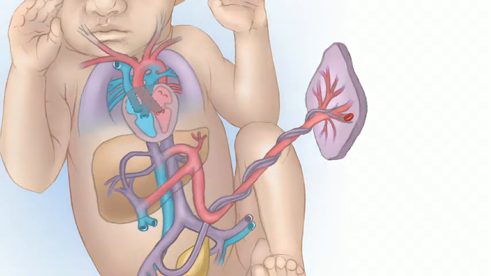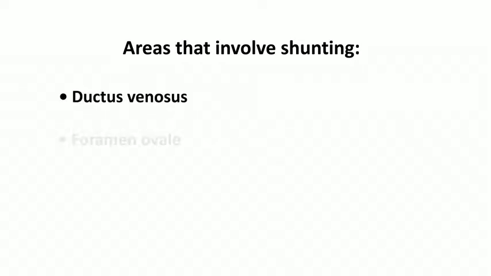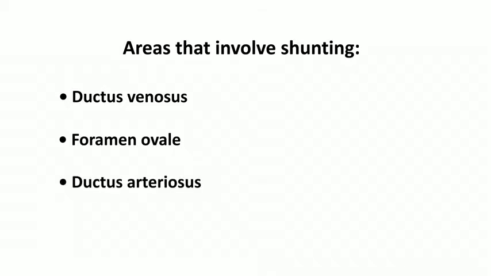So that's fetal blood flow. Again, just to reiterate, the areas where you have shunting are the ductus venosus in the liver, the foramen ovale between the left and right atria, and the ductus arteriosus between the pulmonary artery and the aorta.